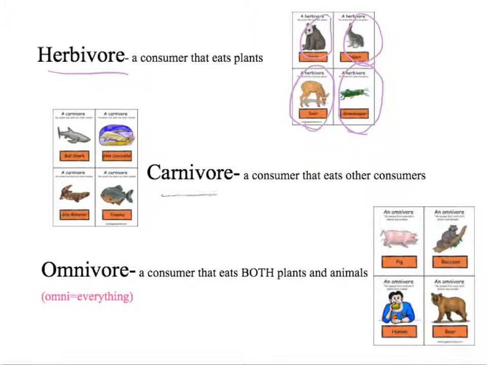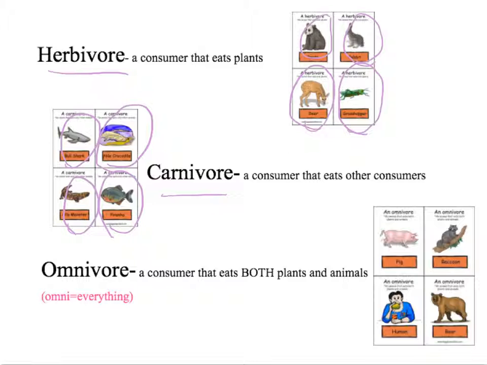Then we have carnivores, which are consumers that eat other consumers. So, they are animals that eat other creatures. For example, a shark, a crocodile, a Gila monster, and a piranha. These are all examples of carnivores.